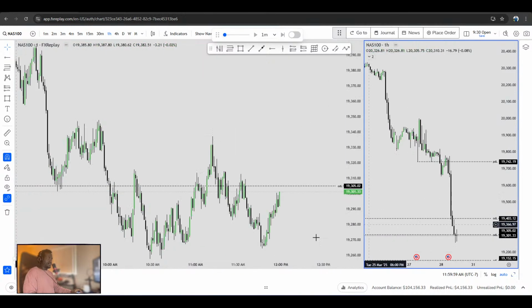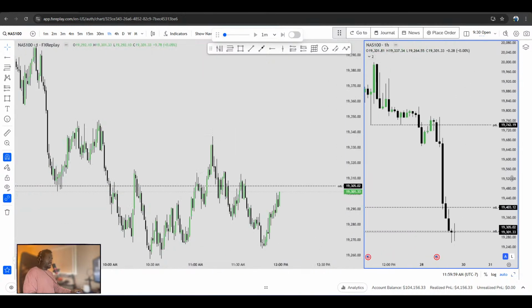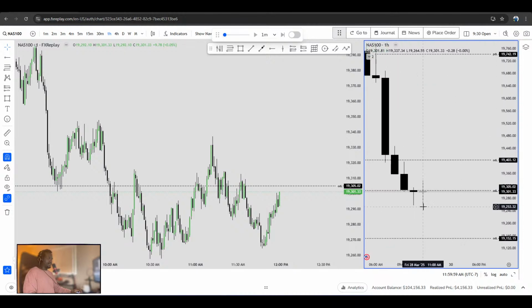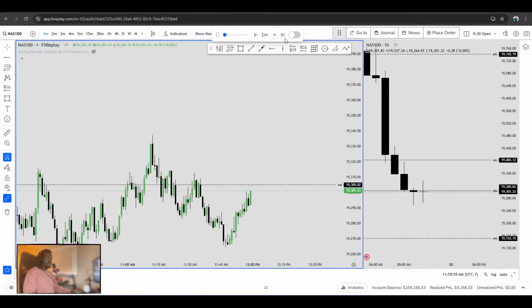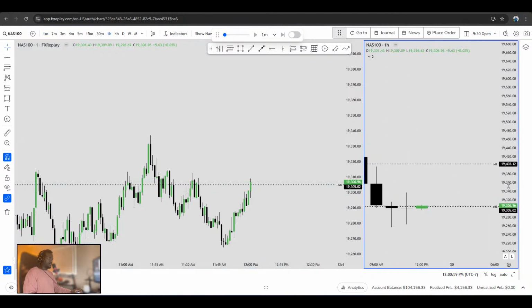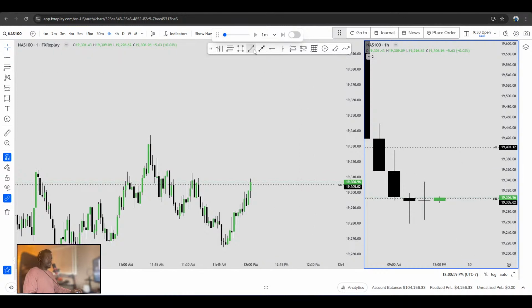Okie doke. So what are we likely to see here? What are we likely to see here? What time is it? This is the 11 a.m. candle. I need it to close, so let's just boom. And that is the new 12 p.m. candle. So what we do is let's mark that previous 1 hour high.